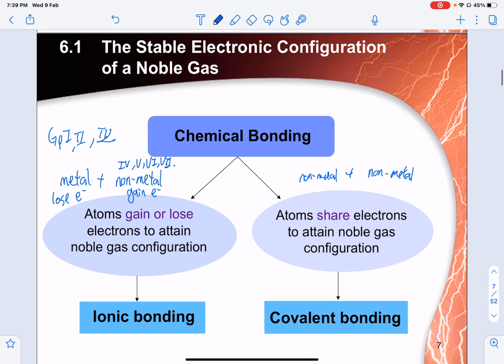Now, for the stable electronic configuration of a noble gas, we are looking at two. Like what was being discussed, atoms can either gain or lose electrons to attain the noble gas configuration, while in chemical bonding, the atoms will tend to share the electrons to attain the noble gas configuration. And this is covalent bonding. So what is then the difference?